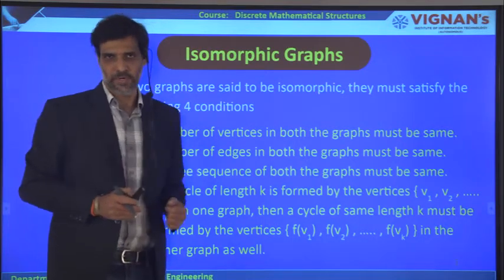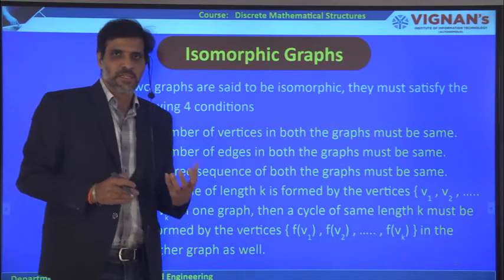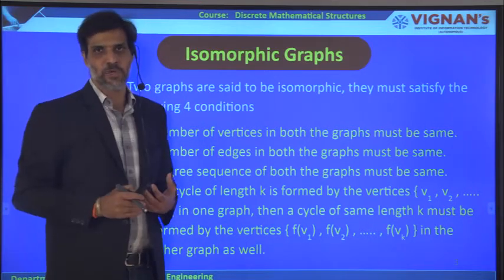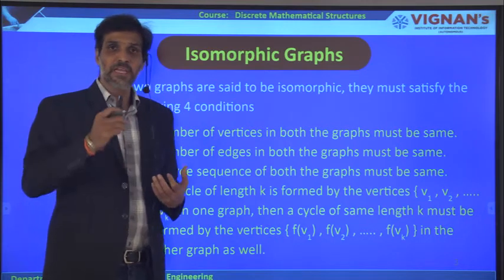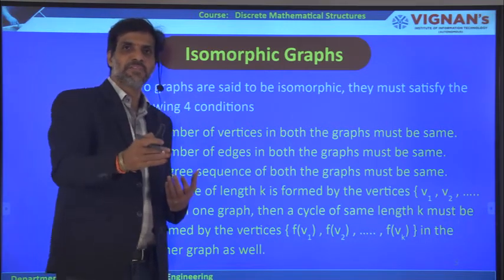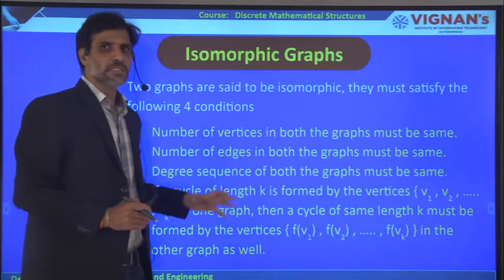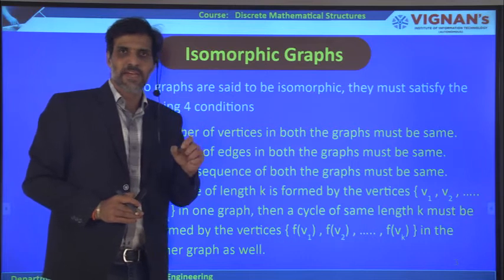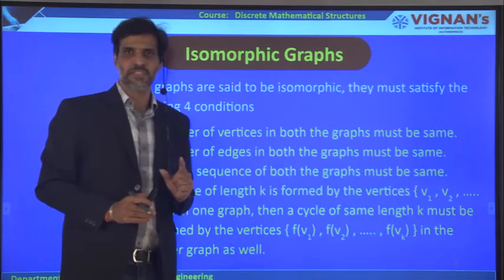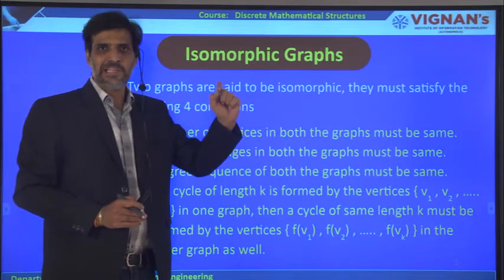This is very, very important. If all the 4 conditions are satisfied, then you cannot surely say that they are isomorphic. But if any condition is violated, then you can say that these graphs are not isomorphic. So with these 4 conditions, the graphs must satisfy at least one sufficient condition, then only you can surely say that these graphs are isomorphic.